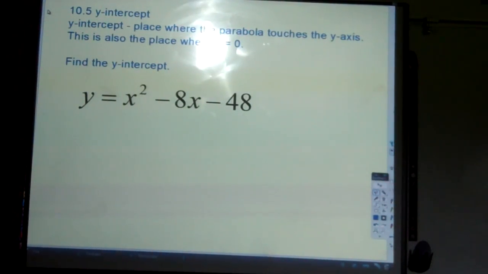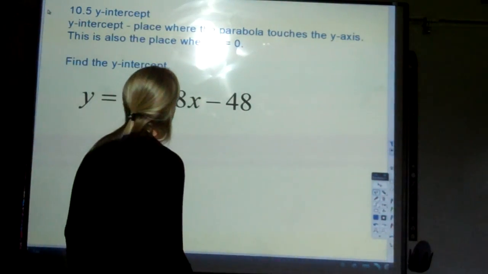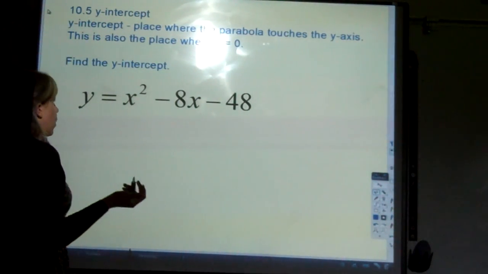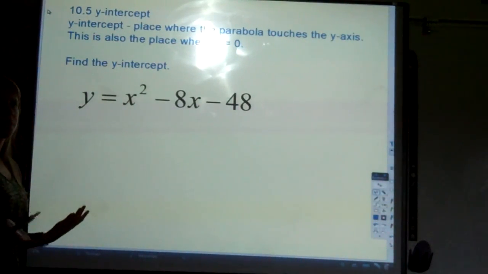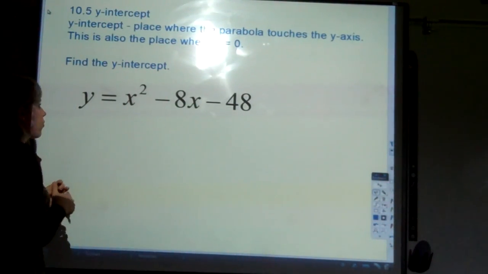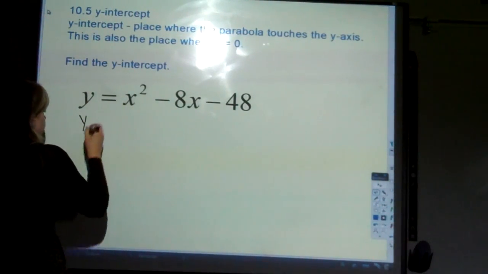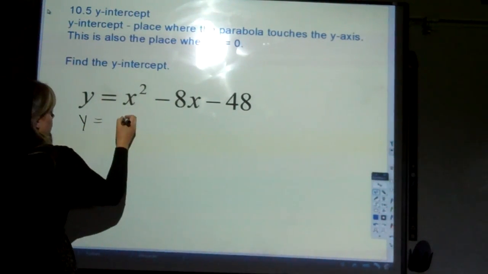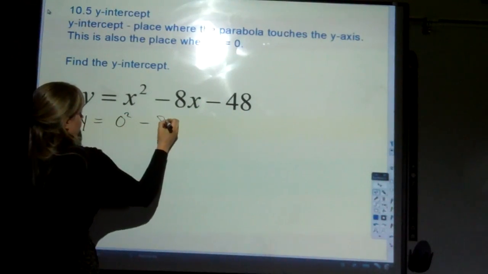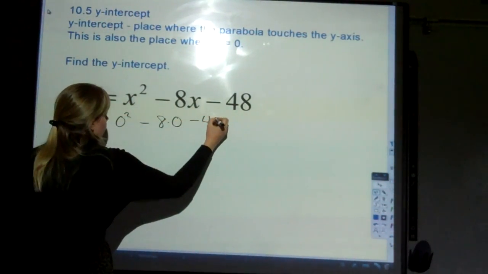The y-intercept is the place where the parabola touches the y-axis. This is the place where x equals 0. So if x equals 0, then we can find the y-intercept by plugging in 0 for x. Anywhere I see an x in this equation, I can plug in a 0. So 0 squared minus 8 times 0 minus 48.